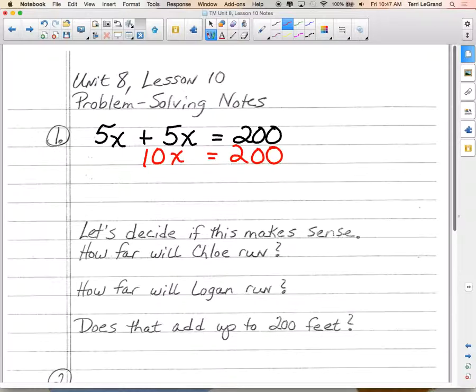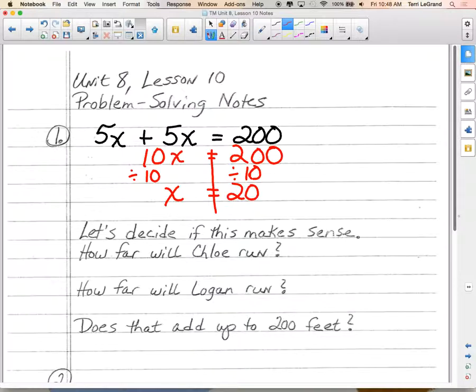So this is just a getting ready step. That's not a solving step yet. We would call that a simplifying step. Now I think we're ready to solve, aren't we? What are we going to do to both sides? Divide by 10. Divide by the coefficient on the x. And that's going to give us x. How many 10s are there in 200? 20 of them.